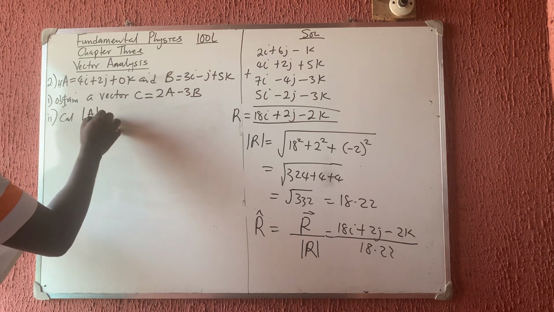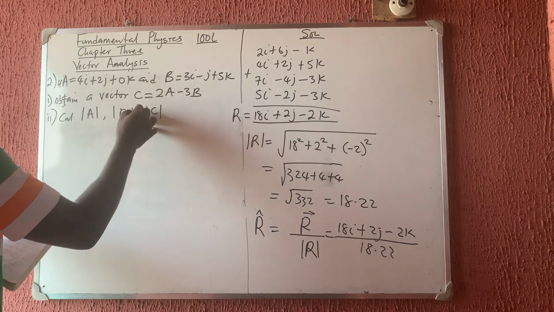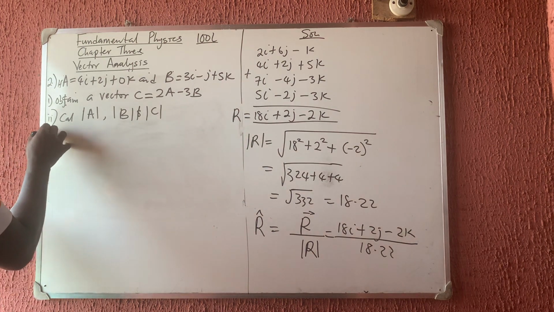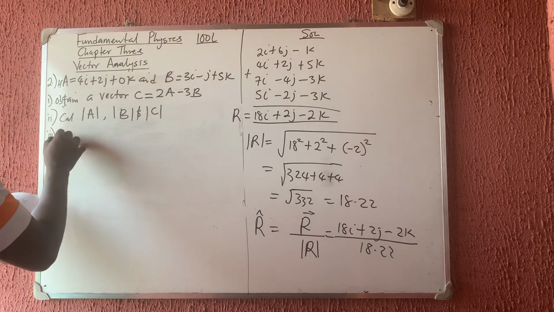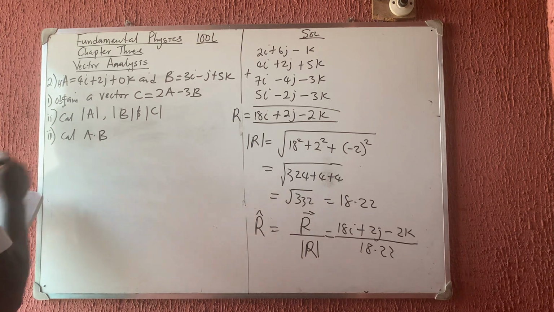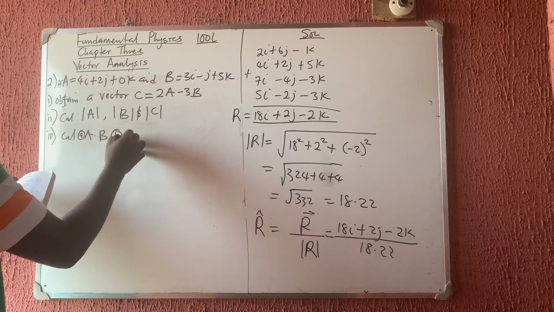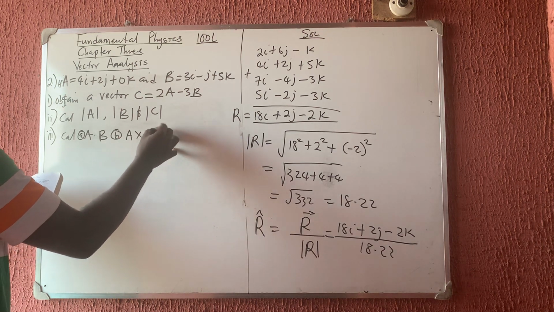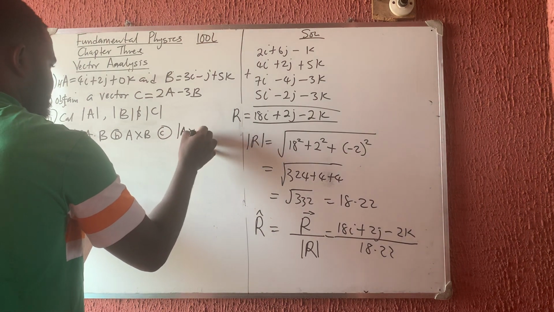It says calculate the magnitude of A, magnitude of B, and magnitude of C. Don't forget that this line means magnitude. Then it says calculate A dot B. For the B question, calculate A cross B, and the C question says we should calculate the magnitude of A cross B.